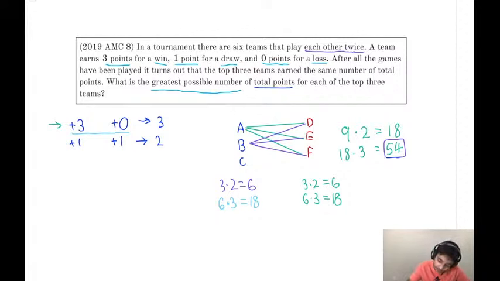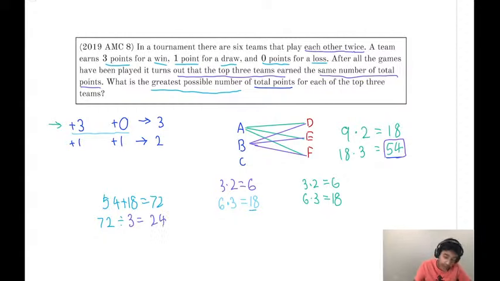So as you can see, we have 54 points for the top 3 teams from those games and 18 from the games among themselves. At most, the top 3 teams can get 54 plus 18 equals 72 points. And 72 divided by 3, because the top 3 teams earn the same number of total points, equals 24 points at most per team. This is a tricky problem with a really nice solution, and a really good instructive problem.